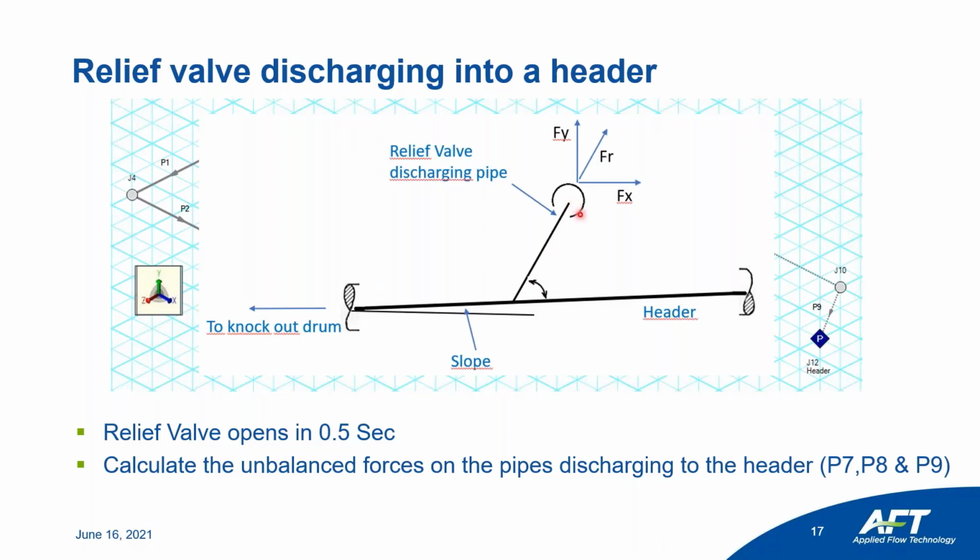This forces the pipe stress engineer to design a support to handle the dynamic forces generated when the relief valve opens. The reason for this is that high momentums can be generated in the connection, and you want to avoid high stresses in the connection with the header.